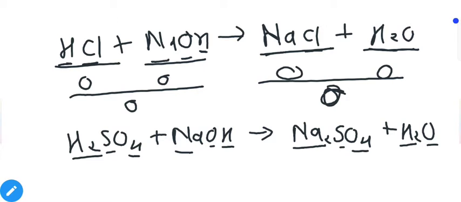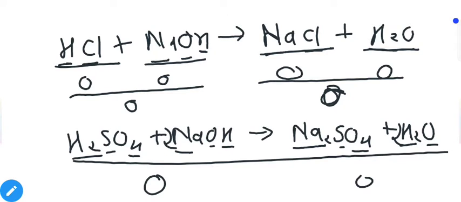So in this case not all the elements are balanced. The total charge is neutral: H2SO4 and NaOH are both neutral, so the total charge is 0. On the product side Na2SO4 and H2O are neutral, so the total charge is still 0. So there is no problem with total charges, but not all the elements are balanced. To fix this we need to put 2 moles of NaOH and 2 moles of water. Now this reaction is balanced. All the elements are balanced.